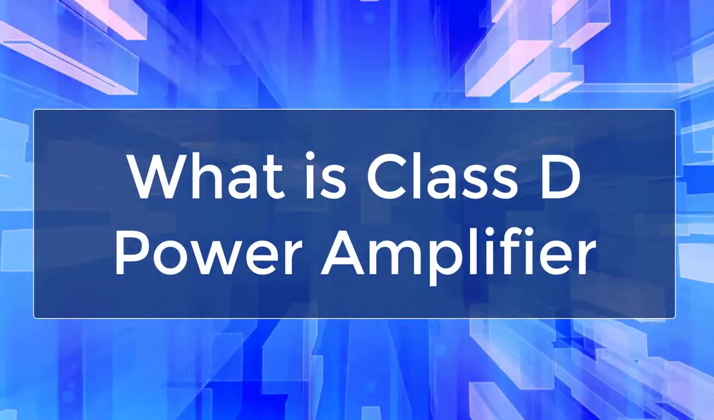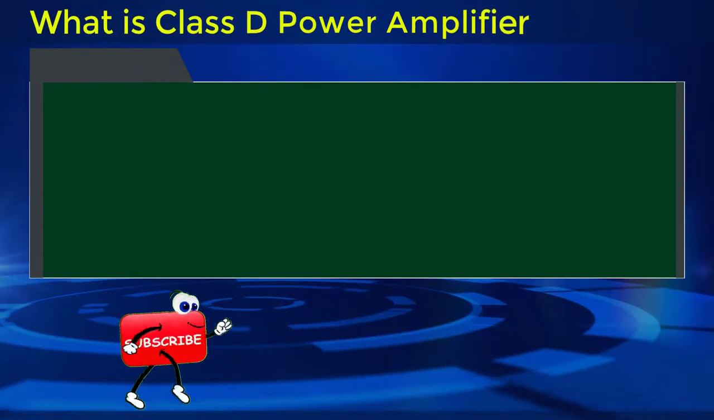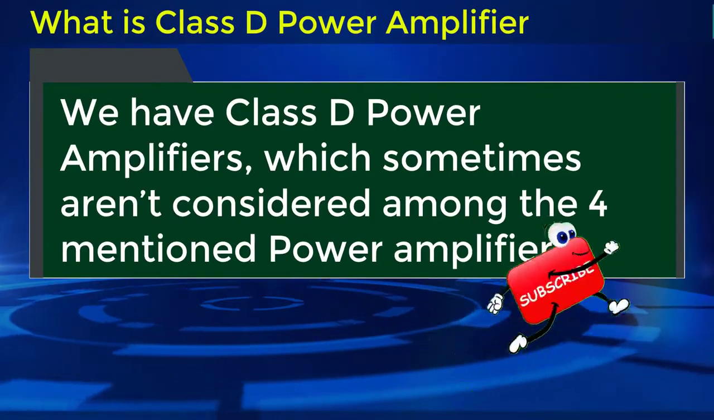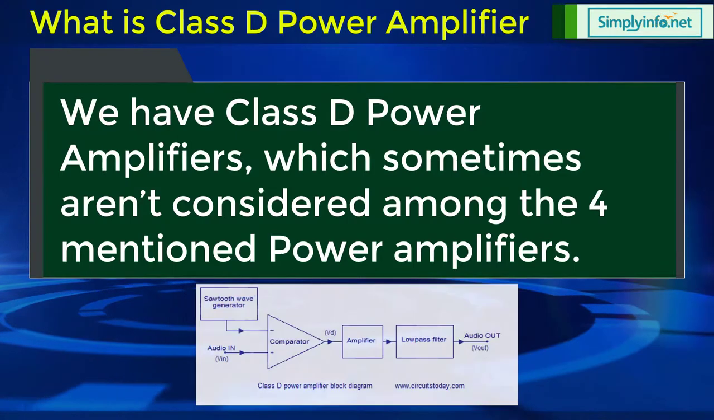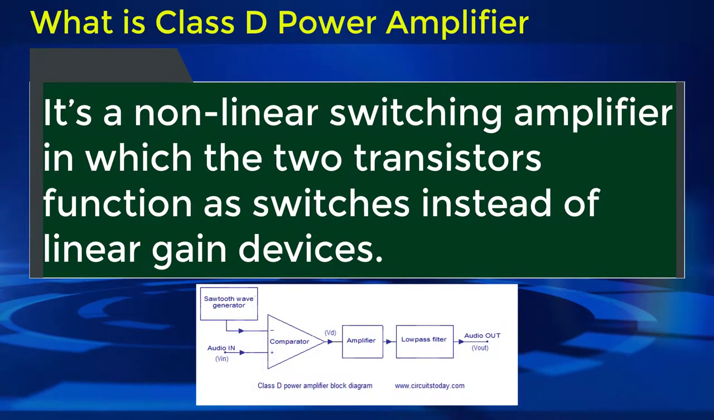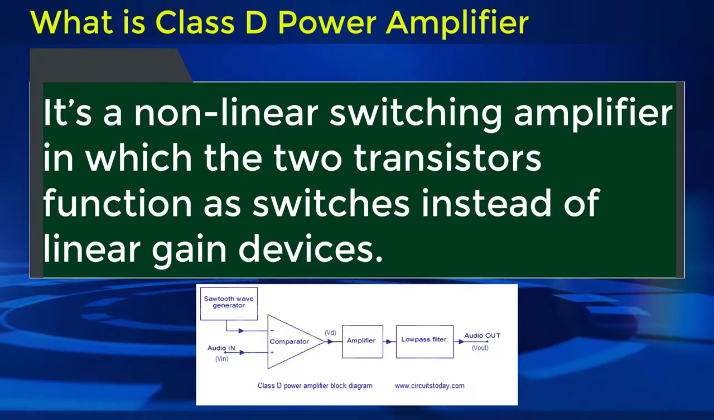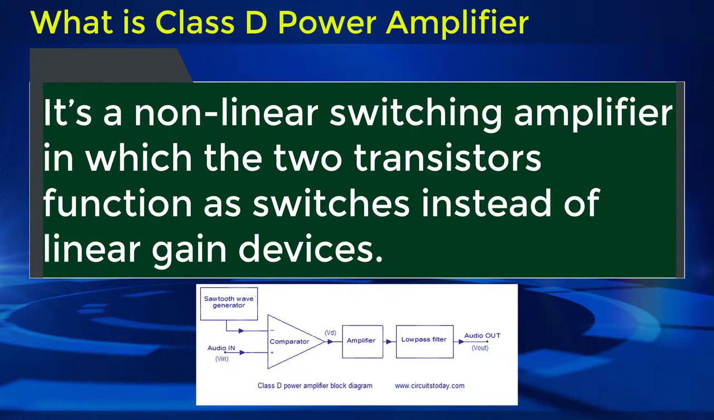What is a class D power amplifier? We have class D power amplifiers, which sometimes aren't considered among the four mentioned power amplifiers. It's a non-linear switching amplifier in which the two transistors function as switches instead of linear gain devices.